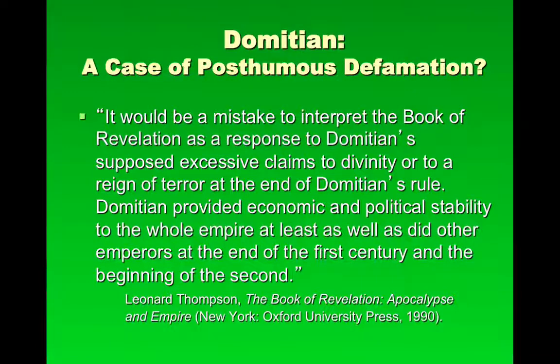So here is a conclusion from Leonard Thompson's Book of Revelation, Apocalypse and Empire. "It would be a mistake to interpret the Book of Revelation as a response to Domitian's supposed excessive claims to divinity, or to a reign of terror at the end of Domitian's rule. Domitian provided economic and political stability to the whole empire, at least as well as did other emperors at the end of the 1st century and the beginning of the 2nd." So what Leonard Thompson is saying then is that Domitian is a case of posthumous defamation by historians, and that for centuries, people have tended to accept the testimony of historians who are actually extremely biased. Now, this is not to say that there wasn't persecution at the time of John.